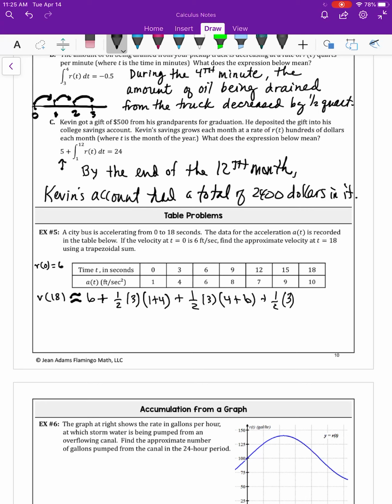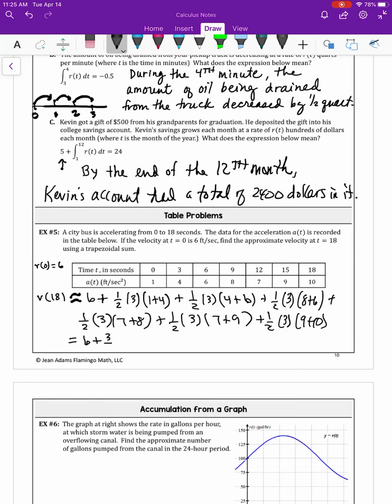1/2, this would be 6 minus 3, times my 4 plus 6, 1/2, this would be 9 minus 6, times my 8 plus 6, 1/2, this would be 12 minus 9, times my 7 plus 8, 1/2, this would be 15 minus 12, times my 7 plus 9, and then plus 1/2, this would be 18 minus 15, times my 9 plus 10.